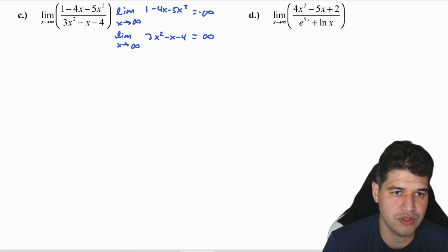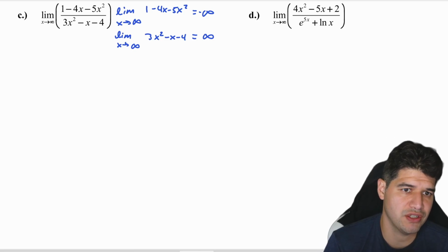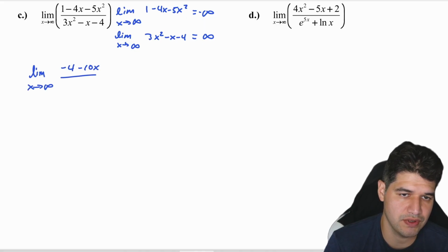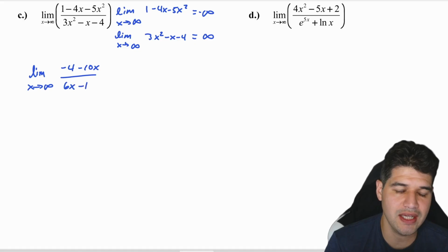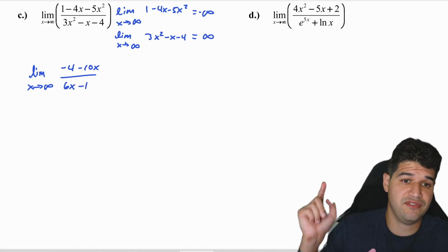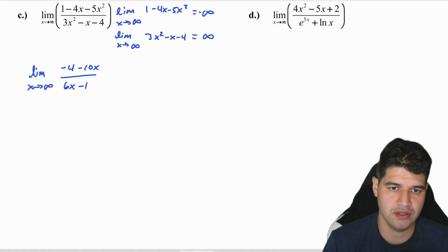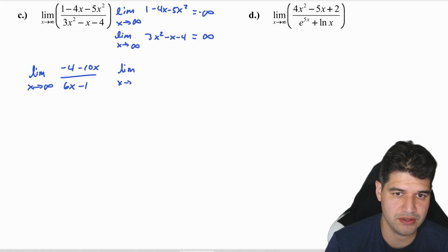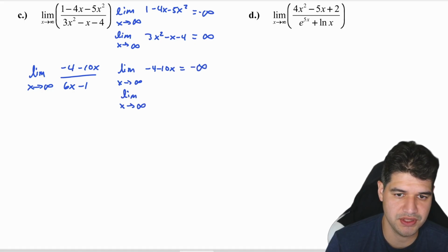So we are going to take the derivative of the numerator and denominator. The limit as x approaches infinity of negative 4 minus 10x over 6x minus 1. And again, I'm getting negative infinity over positive infinity. So let's write that out. The limit as x approaches infinity of negative 4 minus 10x, which is my numerator, equals negative infinity. In my denominator, the limit as x approaches infinity of 6x minus 1 is going to positive infinity.